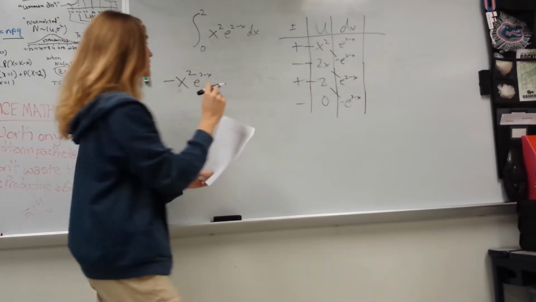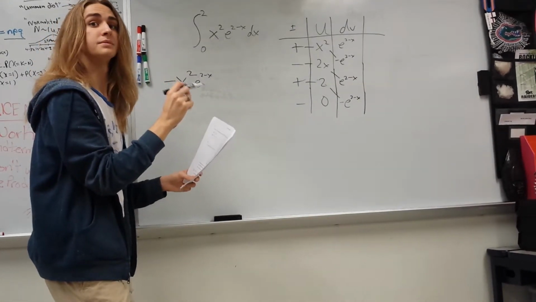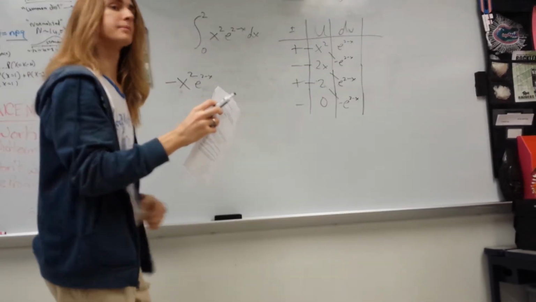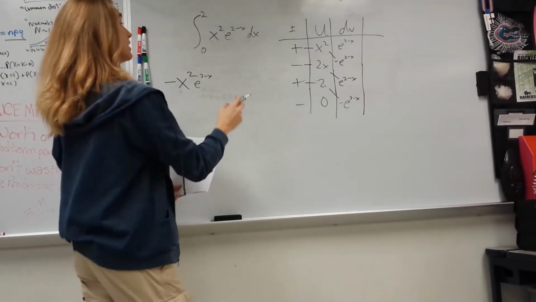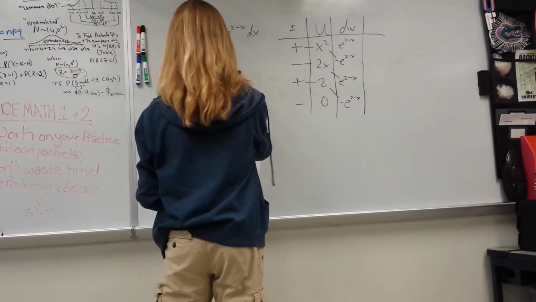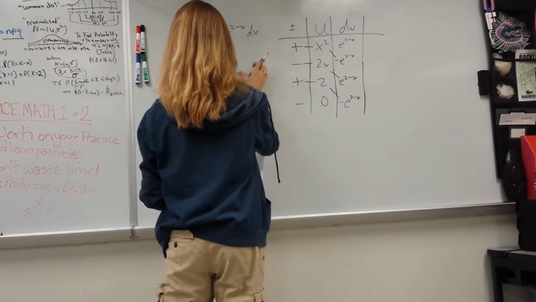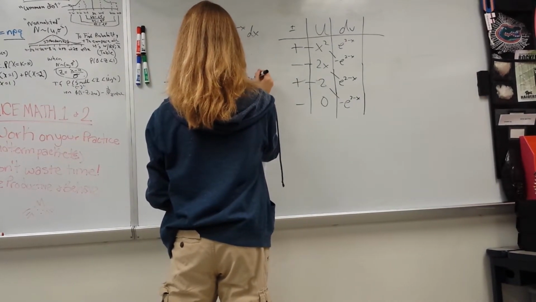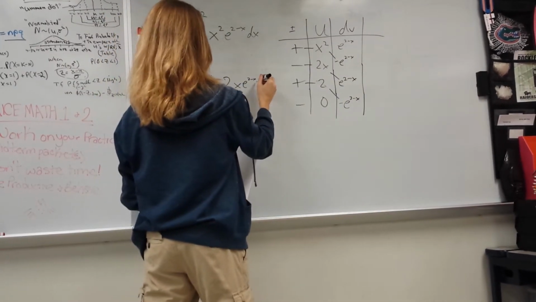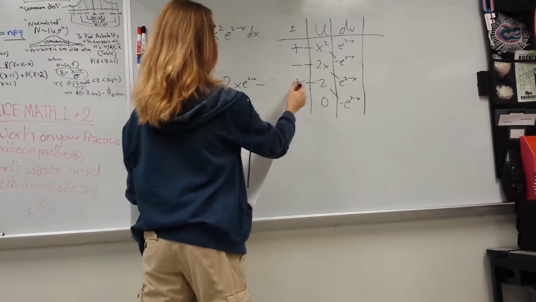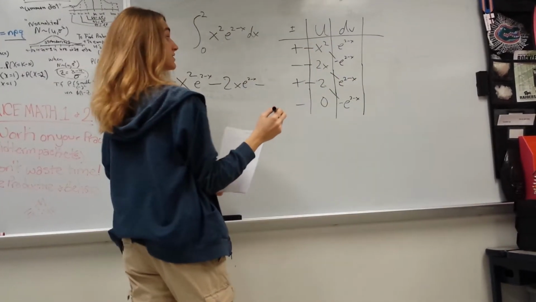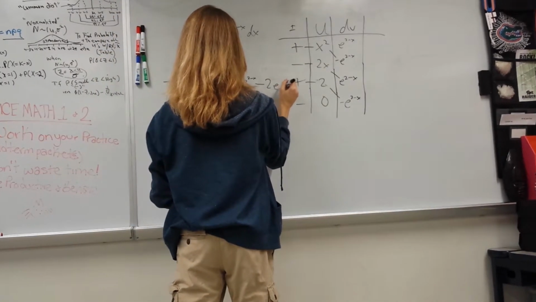Okay, go across. Next, it's going to be a minus 2x e to the 2 minus x, like that. And then finally, it's going to end up being a minus because of this, but we'll say plus 2 times negative e to the 2 minus x, so it's minus 2 e to the 2 minus x.